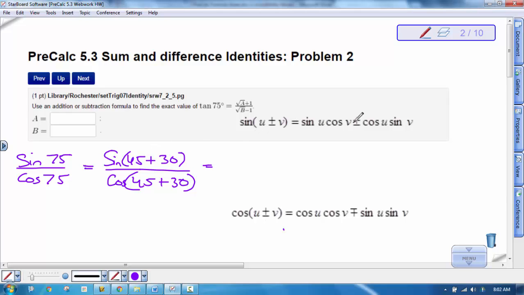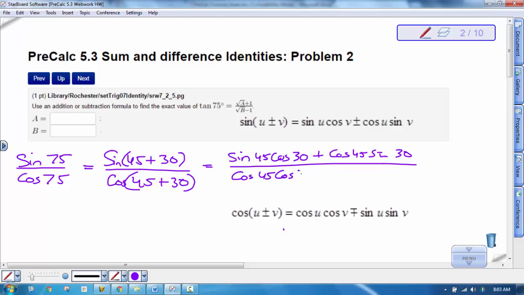It says that if I have plus, I'm going to use a plus sign here. So it's going to be sine of the first angle, 45, cosine of the second angle, 30, plus cosine of the first angle, 45, sine of the second angle, 30. And then at the bottom, I'm going to follow this formula. So cosine of the first angle, 45, cosine of the second angle, 30. And then I've got to do a minus sign, stay in the top here with the signs. And then sine of the first angle, 45, sine of the second angle, 30.